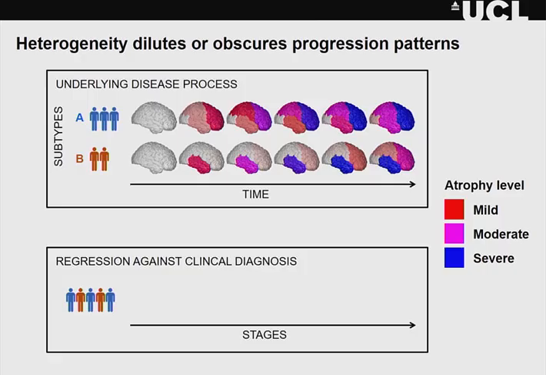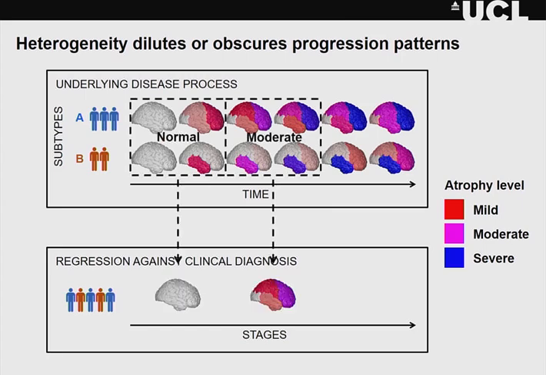So for example, if we were to use a simple technique like regression against clinical diagnosis, what we'd end up with is a model that has just a few stages, where each stage is just the average of individuals within that diagnosis group. So this misses the hidden detail of the underlying disease subtypes and their progression patterns, which limits both our understanding of the underlying disease process as well as our ability to stratify individuals by both subtype and stage. And this potentially has important consequences in clinical trials because we may be unable to identify the group in which a treatment would be most effective.